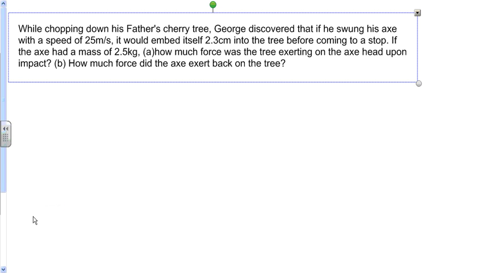Hey, Mr. Canistero here. So we're going to solve a Newton's second law problem where the acceleration isn't just explicitly given to us, and we have to solve for the acceleration and then plug it into Newton's second law, F equals ma, to find the force.